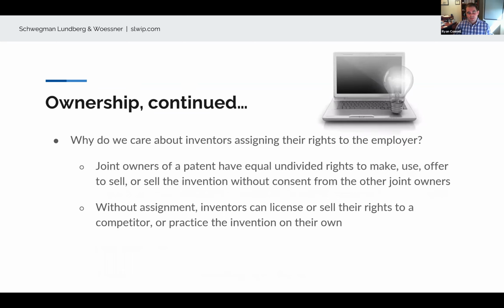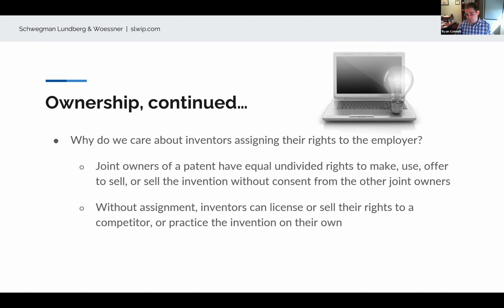So ownership, it's a fair question of, why do we care so much? Well, joint owners of a patent have equal and undivided rights to make, use, and offer to sell the patent. Importantly, they can do whatever they want with it without consent from the other joint owners. So imagine a scenario where you have 4 inventors on a patent, and you've got 3 out of the 4 assigning to company A, but the 4th one doesn't want to assign, or forgets to, or just hasn't assigned for any reason. That could really screw up your business plans later.